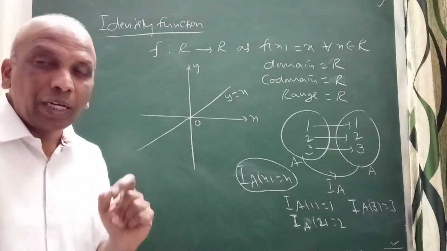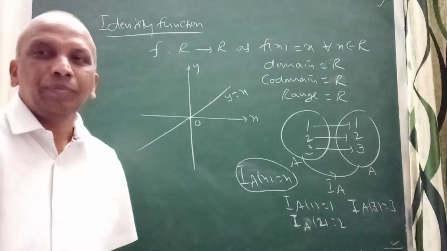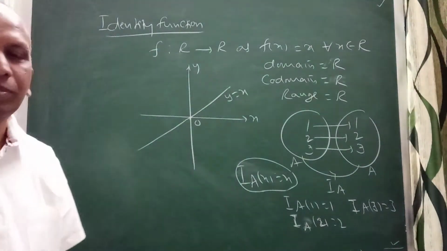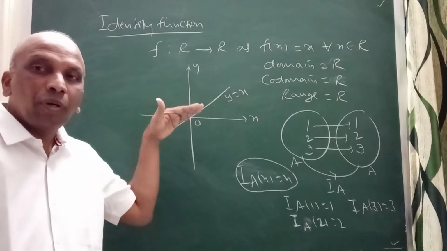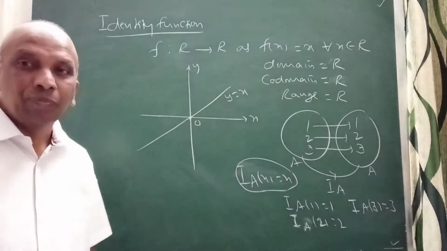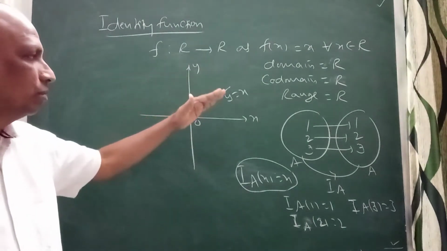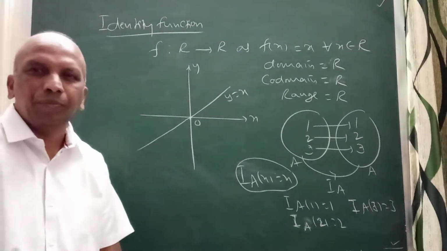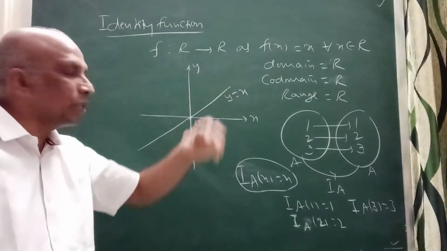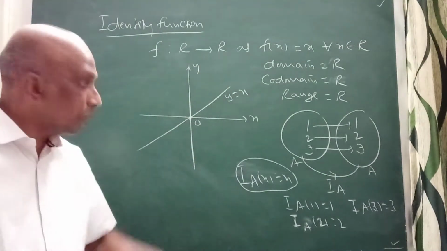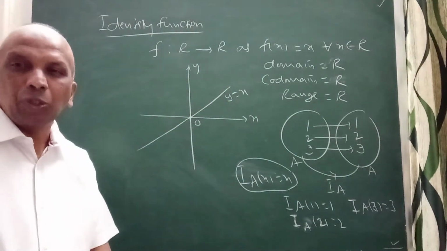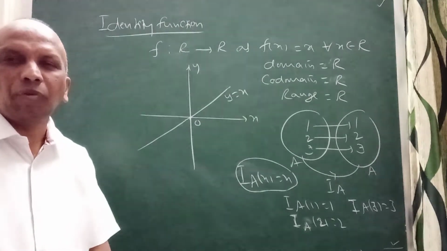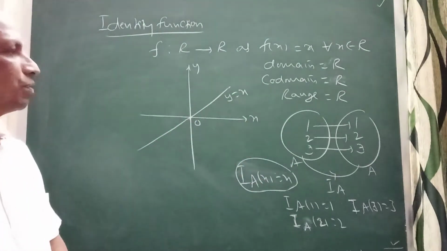The graph of an identity function is a straight line. It passes through the origin. Remember, the graph of an identity function is a straight line passing through the origin, y equal to x. So this is the graph of the identity function, where x is equal to y on this line. It is most important to remember this line, y is equal to x.